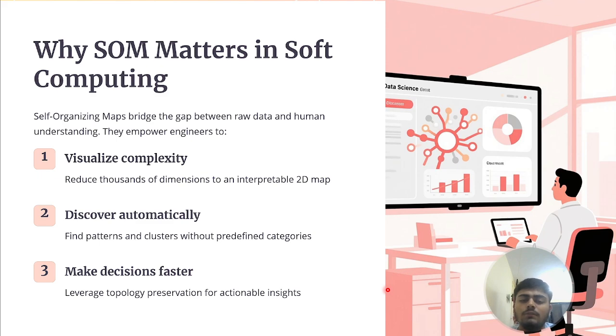After that, let us see why the self-organizing map matters in soft computing. Because it helps to bridge the gap between raw data and human understanding. It empowers engineers and researchers to visualize complex information by reducing thousands of data dimensions into a 2D map. Automatically discover hidden patterns and clusters without predefined labels. Make faster and smarter decisions based on relationships seen in the self-organizing map.